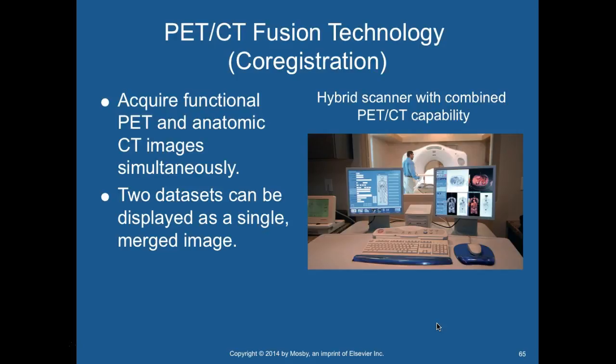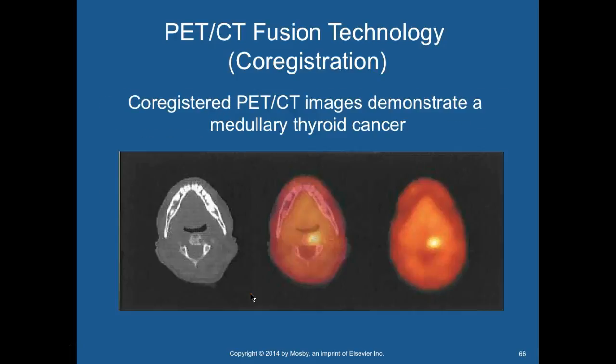All right, so the PET-CT fusion technology, we actually had all the software. It's pretty cool. Acquire functional PET and anatomical CT images simultaneously. Two data sets can be displayed in a single merged image. So the hybrid scanners combine the PET and the CT like I showed you earlier. And co-registration of PET and CT demonstrates a medullary thyroid tumor. So you can see here is the CT, here is the PET, and the two merge. You can see exactly where that tumor is.